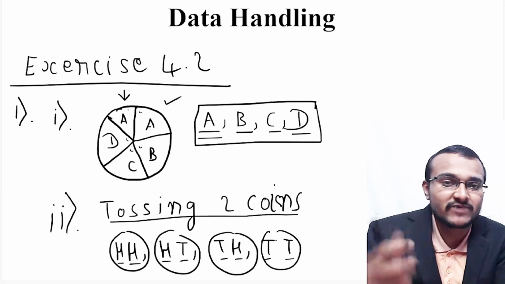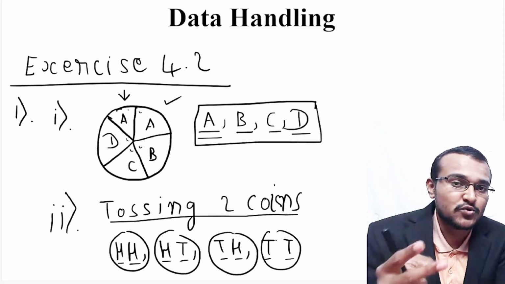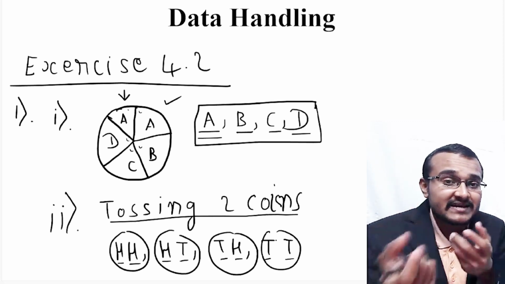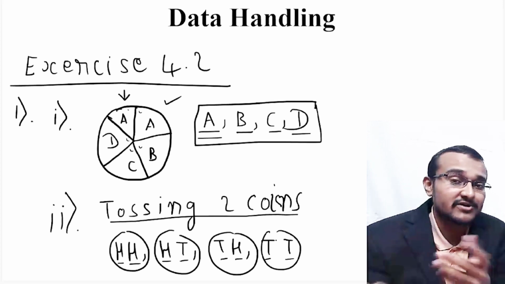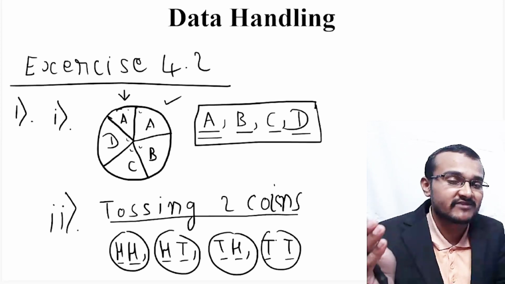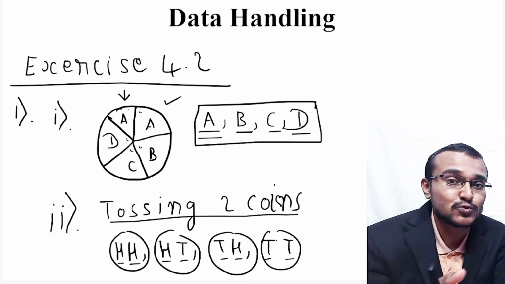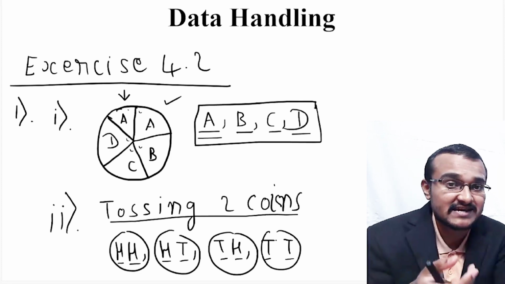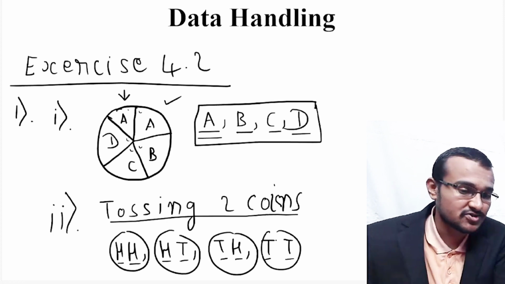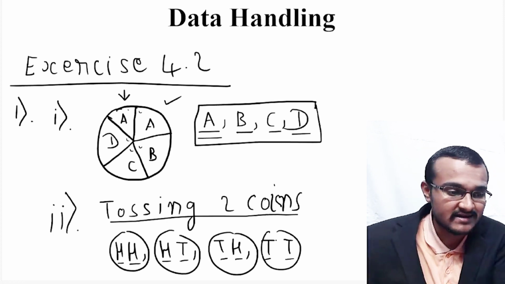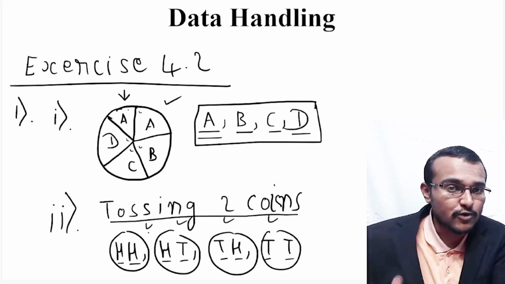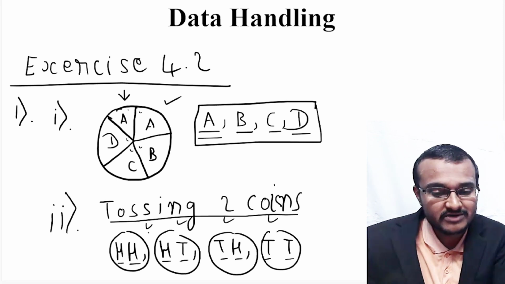So when you toss only 1 coin, head and tail, only 2 outcomes are there. But when you toss 2 different coins, you may get head head, head tail, tail head, or tail tail. That shows you have 4 different outcomes when you toss 2 coins simultaneously. Similarly, when you toss 3 coins simultaneously, then you will have 8 outcomes. All those things you can learn in your higher classes. So tossing of 2 coins involves 4 outcomes. Those 4 outcomes I have listed here.